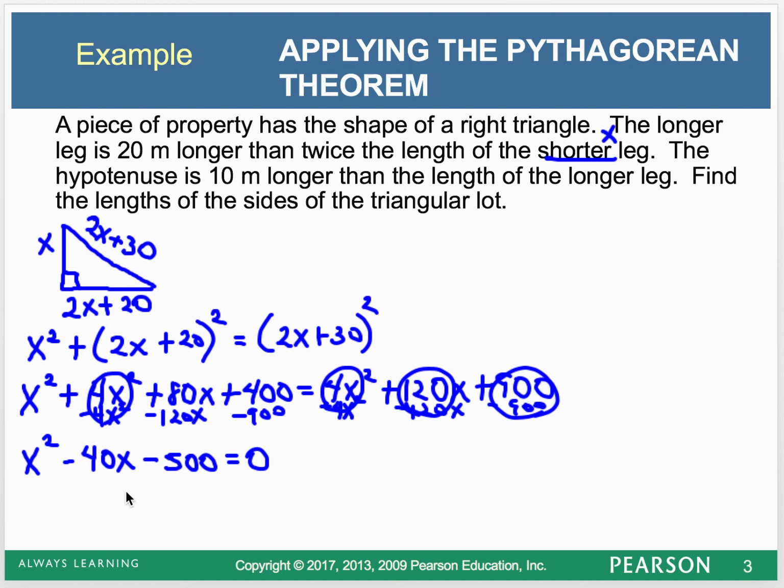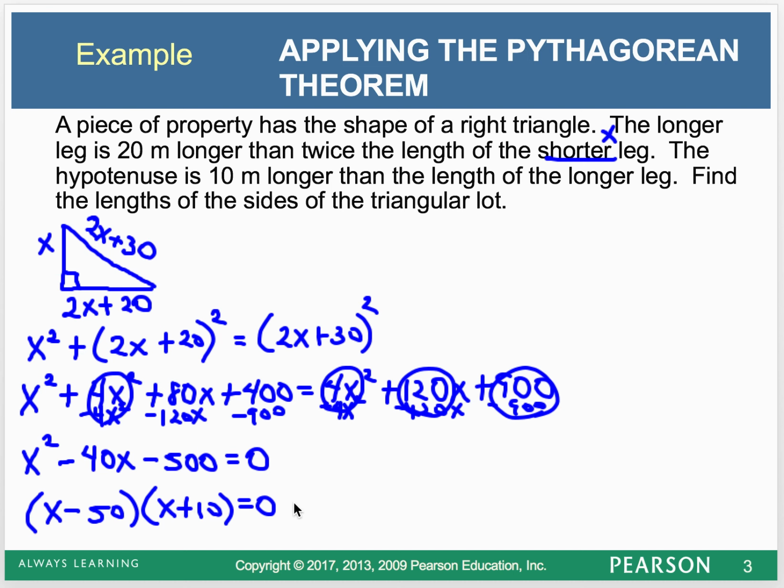Okay, so I'm going to try to factor this. I am looking for two numbers that multiply to give negative 500 and add to give negative 40. Those numbers are 50 and 10. Once again, that just comes with practice, right? 50 times 10. Okay, one of them needs to be negative, so I've got x minus 50. The biggest one needs to be negative. x plus 10 equals 0.